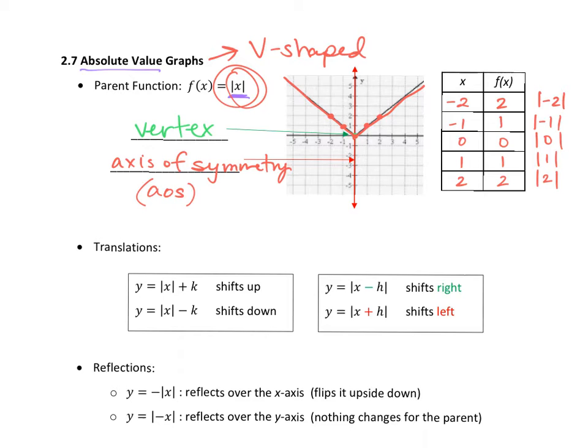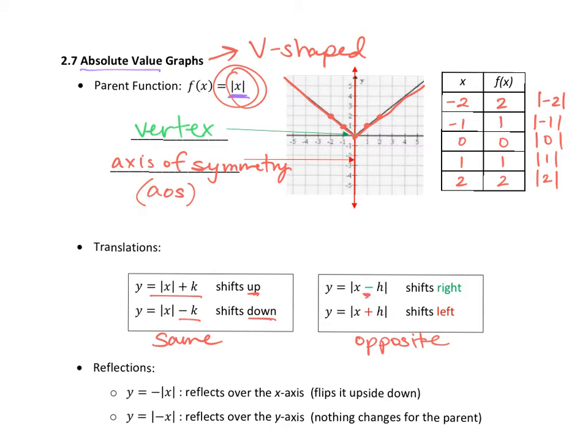Okay, and then the translations are a lot like what we just did in 2.6a. It's going to look like this. Absolute value of x plus k is going to bring it up, and then minus k is going to bring it down. Okay, and then the left to right, again, is the one that's a little funky. So these are the same as what you would expect them to be. These are the opposite of what you would expect them to be.